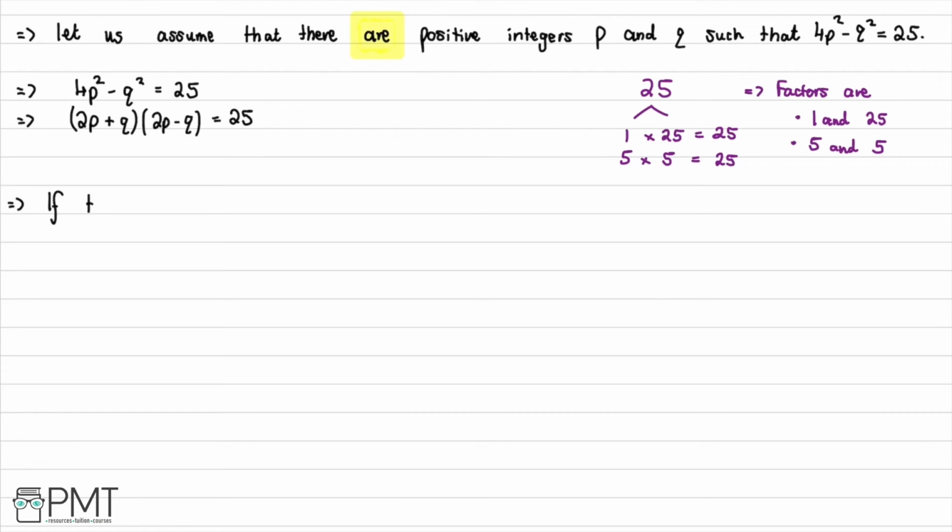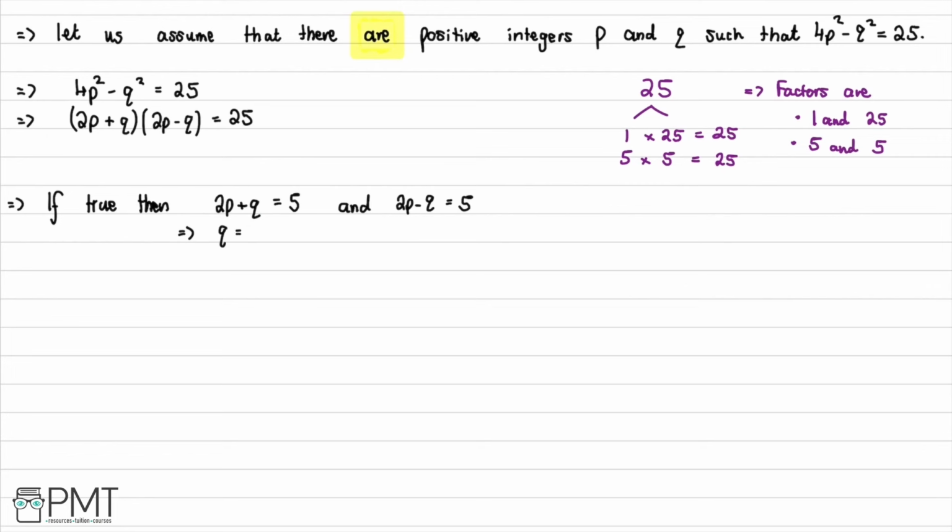So we're going to say, therefore, if what we've said is true, then we know that 2p plus q, and we're going to take a look at the 5s first, because we don't need to do it twice as we have 5 and 5, so either way 2p plus q is going to equal 5, and also 2p minus q is going to equal 5. Now we're going to solve for p and q. We have here two equations, both with two variables, p and q, and we can solve for these using simultaneous equations.